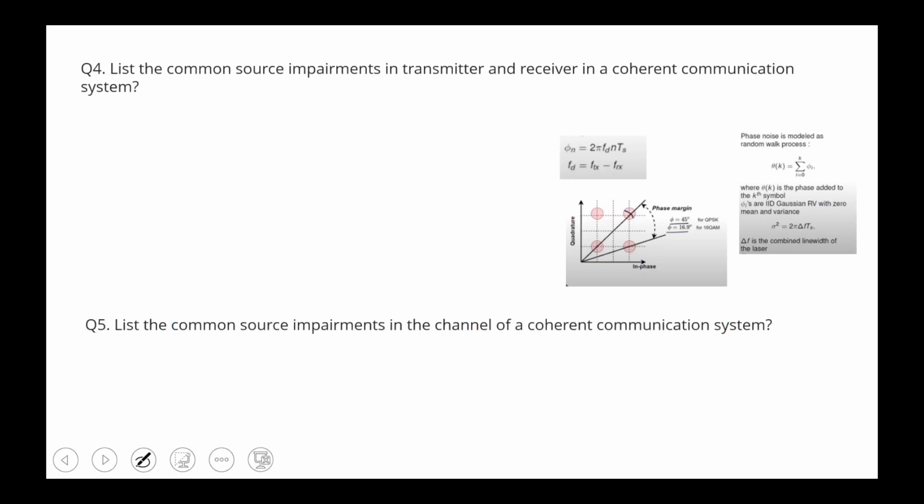So list the common source impedance in the transmitter and receiver in the coherent system. What are the common demerits in the transmitter and receiver in coherent communications? Does anyone know that?